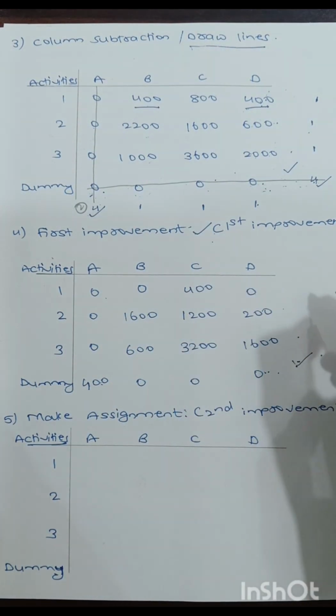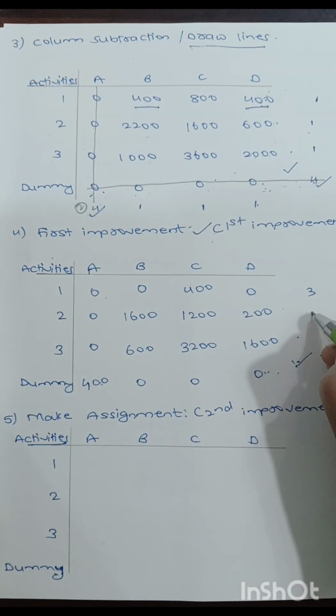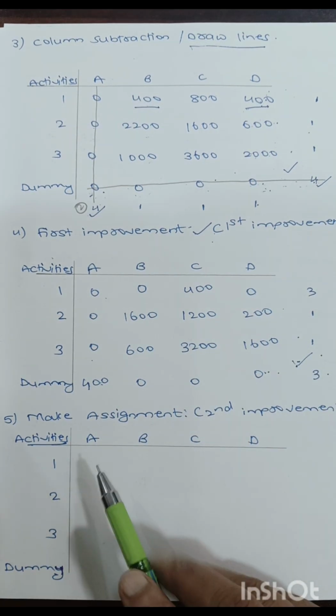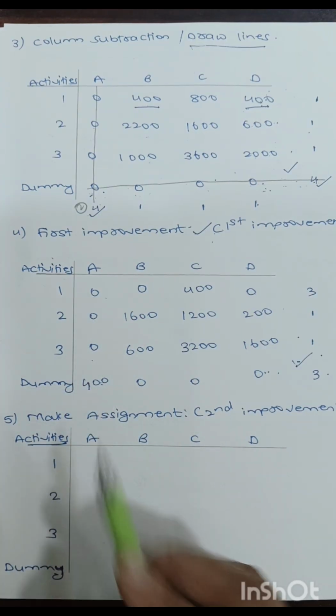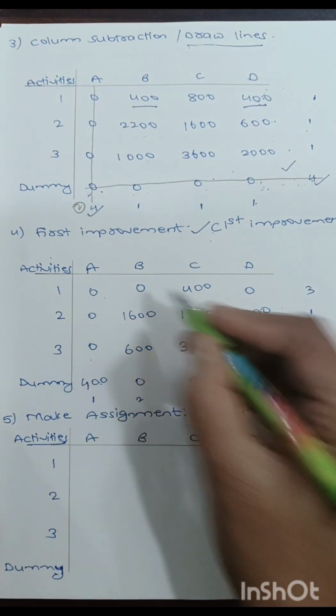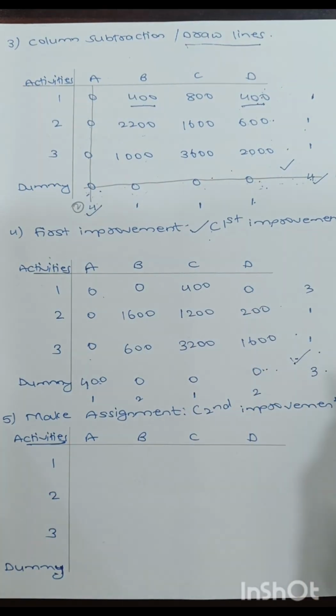In the first row, the number of zeros is 3. In the second row, the number of zeros is 1. Third row, the number of zeros is 1. Fourth row, the number of zeros is 3. Similarly, we will check for zeros column-wise. First column, that is column A, the number of zeros is 1. Column B, 2 zeros are there. Column C, 1 zero. And column D, again 2 zeros are there.